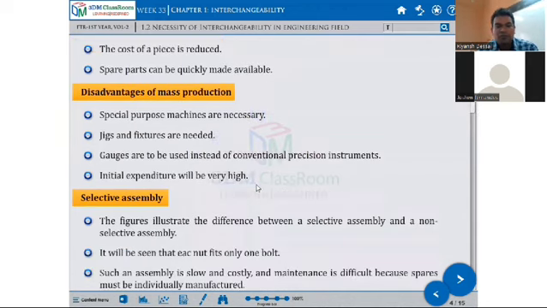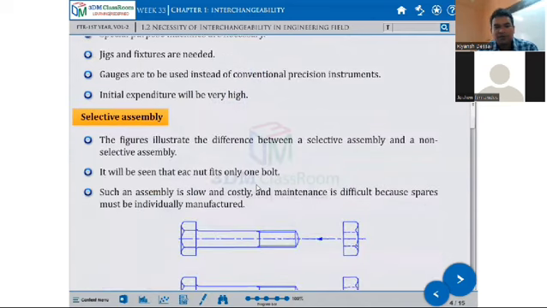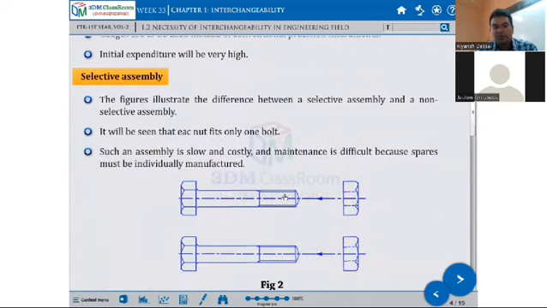Now what do you mean by selective? Selective means if there is one bolt, and this is a nut which is going to be assembled only on this bolt, that is selective assembly. But in the non-selective case, this nut can be fitted on this bolt and that nut can be fitted on this bolt. It can be interchanged. That is non-selective.